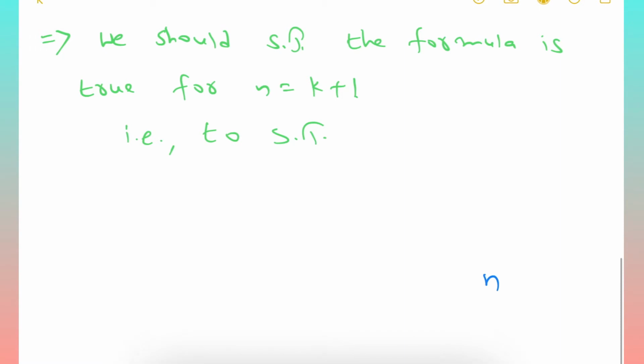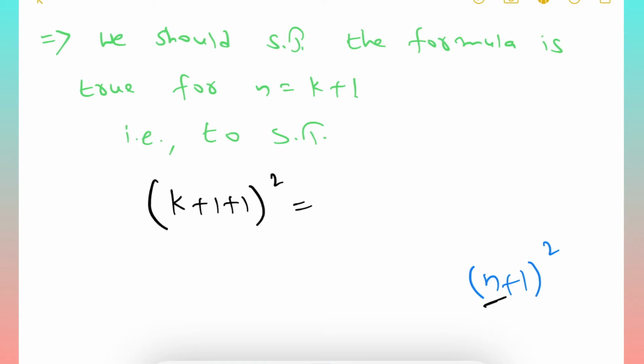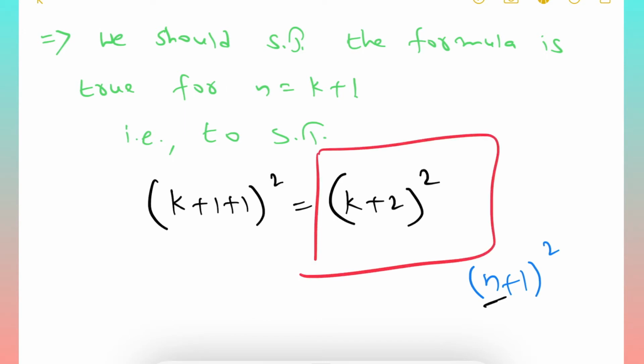So just I am writing it aside for my remembering. n plus 1 whole square. So now here in the place of n we need to substitute k plus 1. k plus 1 plus 1 whole square, which is nothing but k plus 2 whole square. So this is what exactly we need to prove in the next steps. k plus 2 whole square.